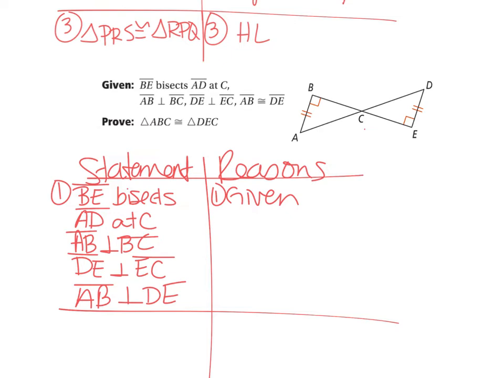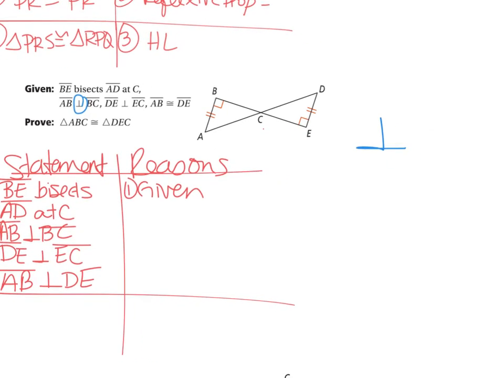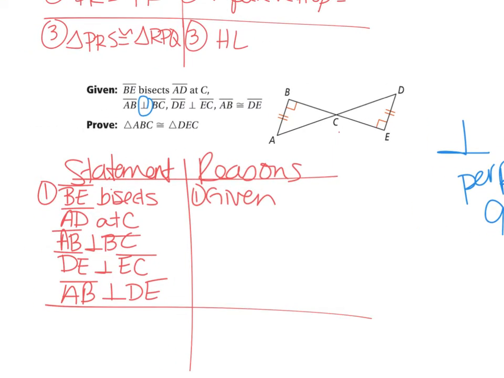So they give us this weird symbol right here. That is, so this symbol looks like an upside down capital T. That means perpendicular. Okay, and if you remember, perpendicular means 90 degrees. Okay, so just know whenever you see the upside down T, that means perpendicular. Okay, so let's talk about what they give us. So they say that BE, so that line segment BE bisects AD, right?